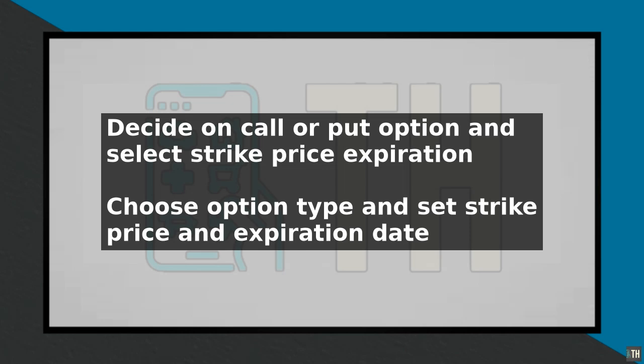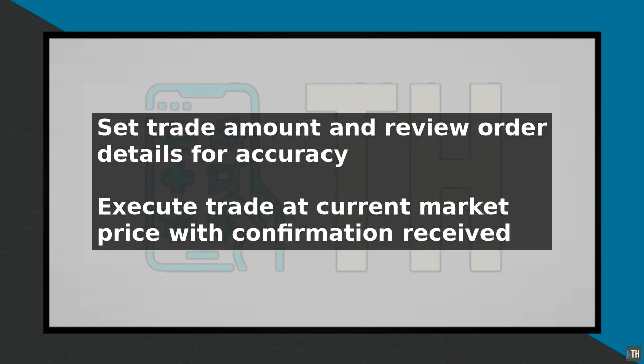After setting the amount, review the order details to ensure everything is correct. Check the option type, strike price, expiration date, and amount to make sure they align with your trading strategy. Finally, click on the buy or sell button to execute the trade. Your trade will be executed at the current market price, and you will receive a confirmation of the trade.